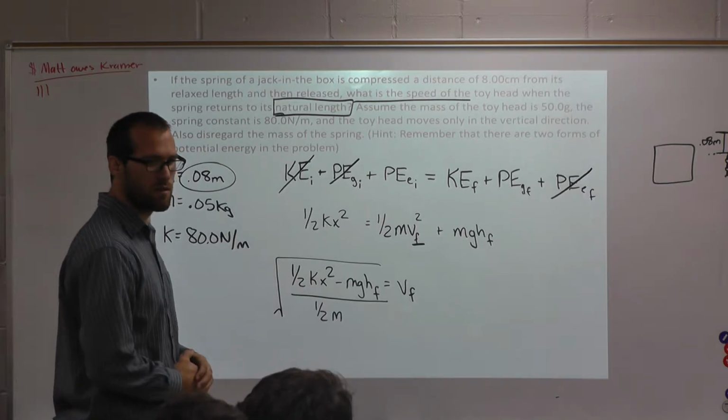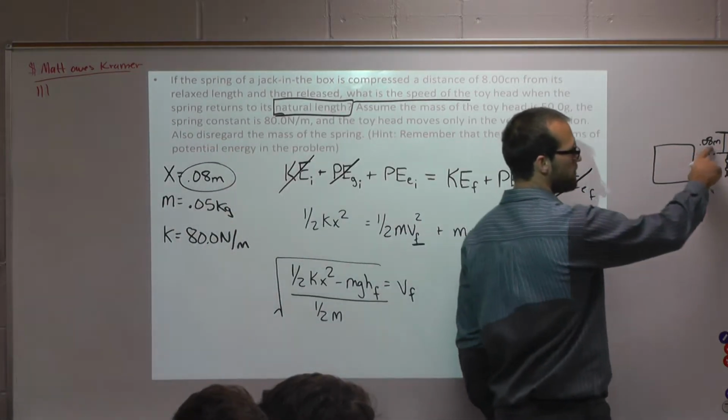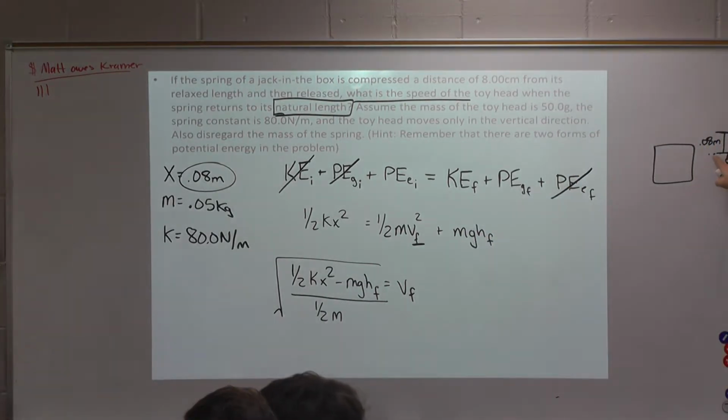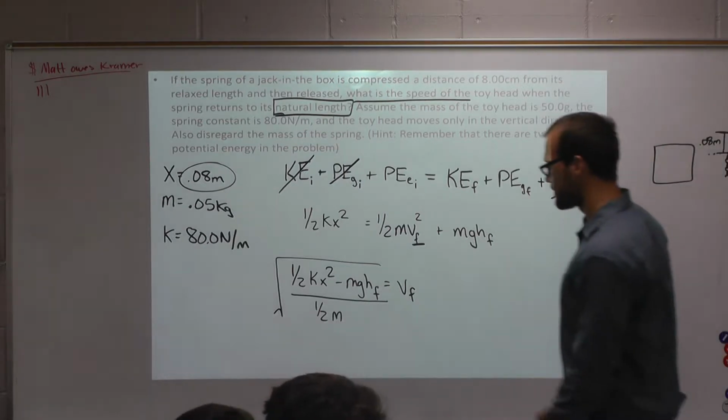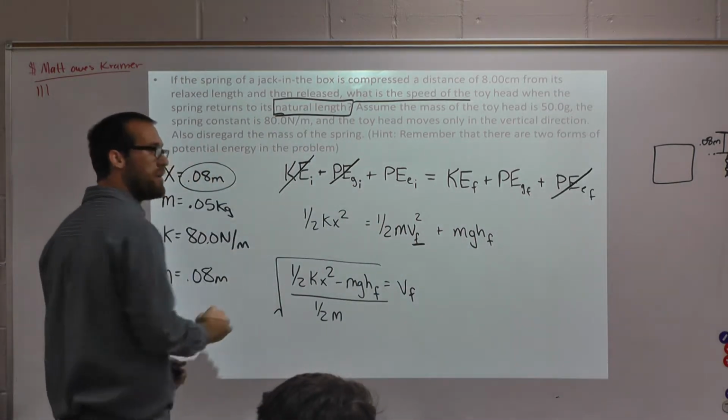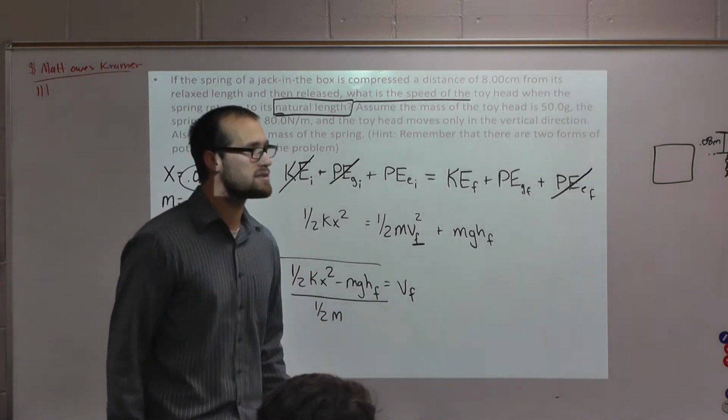How do we know what the height was? It's 0.08. Well, think about it. We're saying that our zero level is here. That's our initial position, where it's been compressed. Our final position is when it goes back to its relaxed state. So the difference between our initial position and our final position is really just the difference between relaxed and compressed. 0.08. Does that make sense? X is 0.08, and you could say height is 0.08 as well. That's not always going to be the case, but in this context it is.